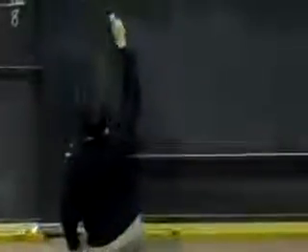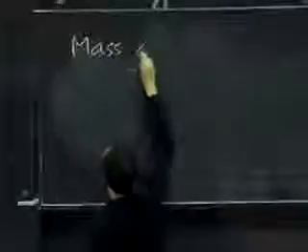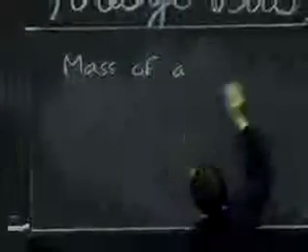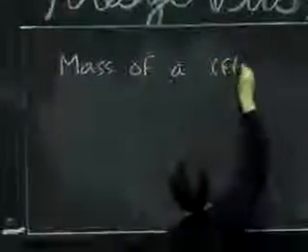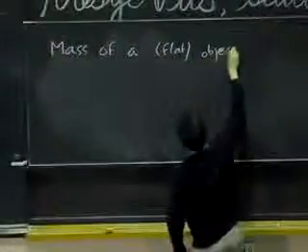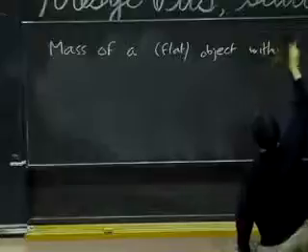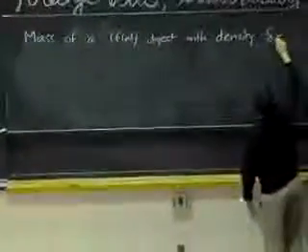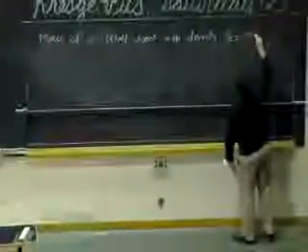Okay, so you can get the mass of a flat object with density. So let's use delta for density, which is the mass per unit area.